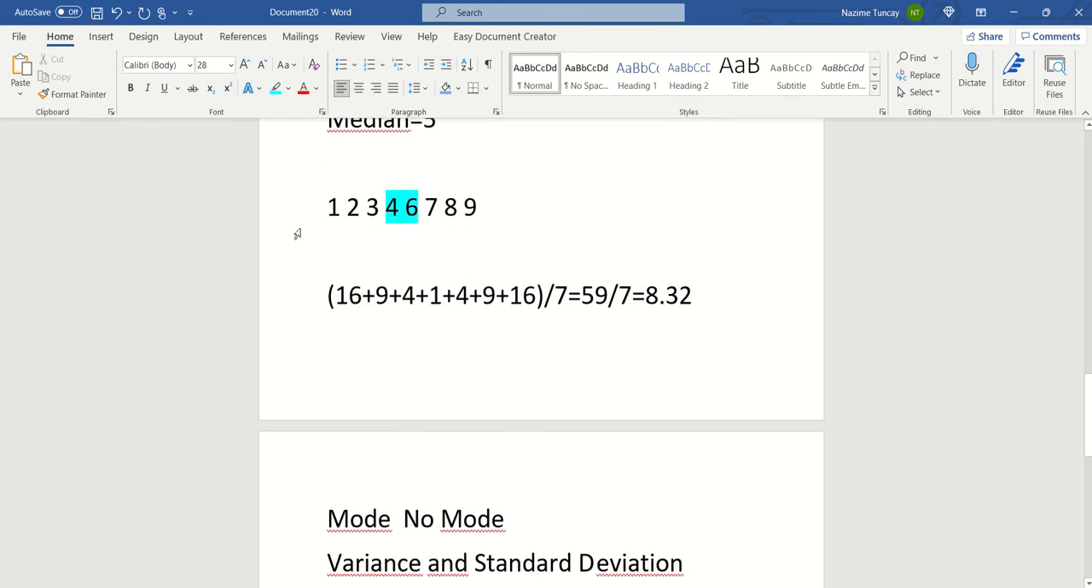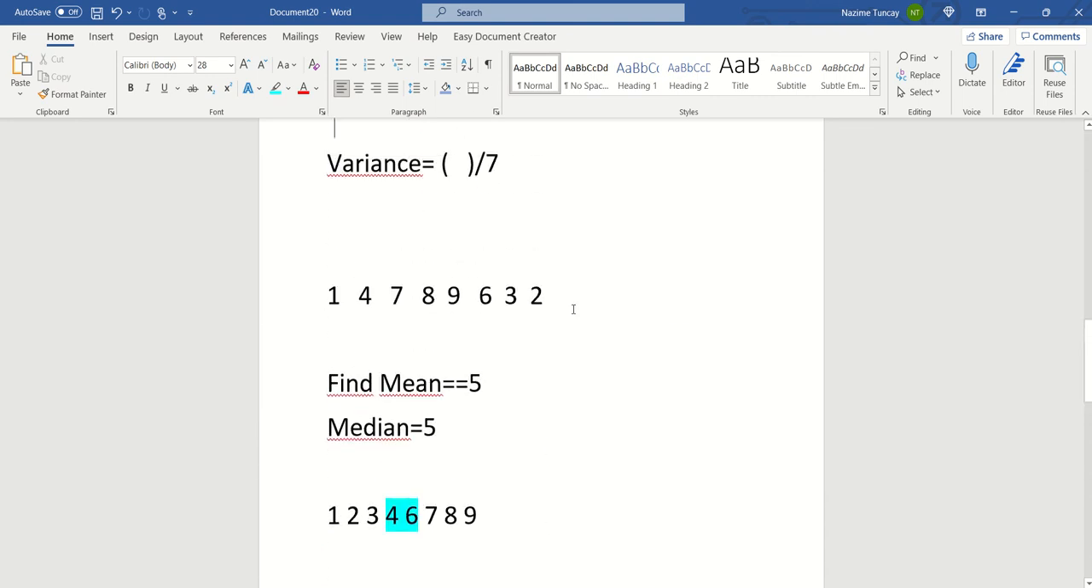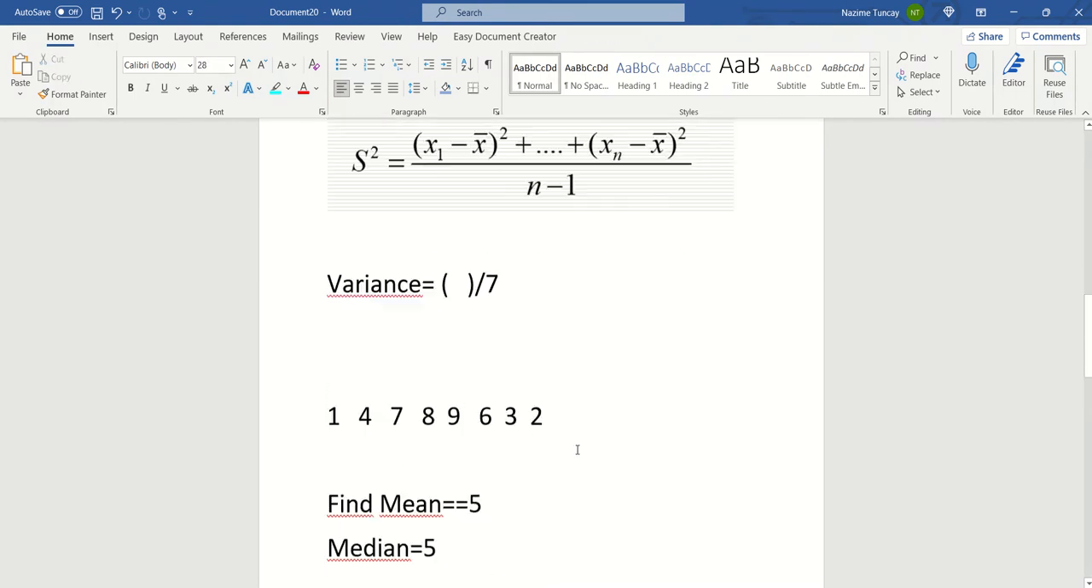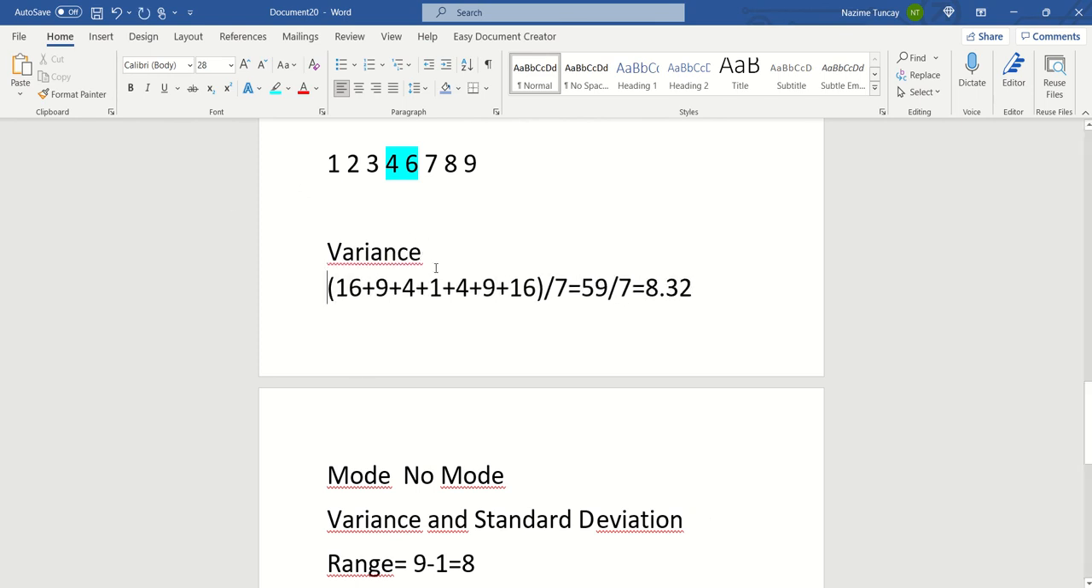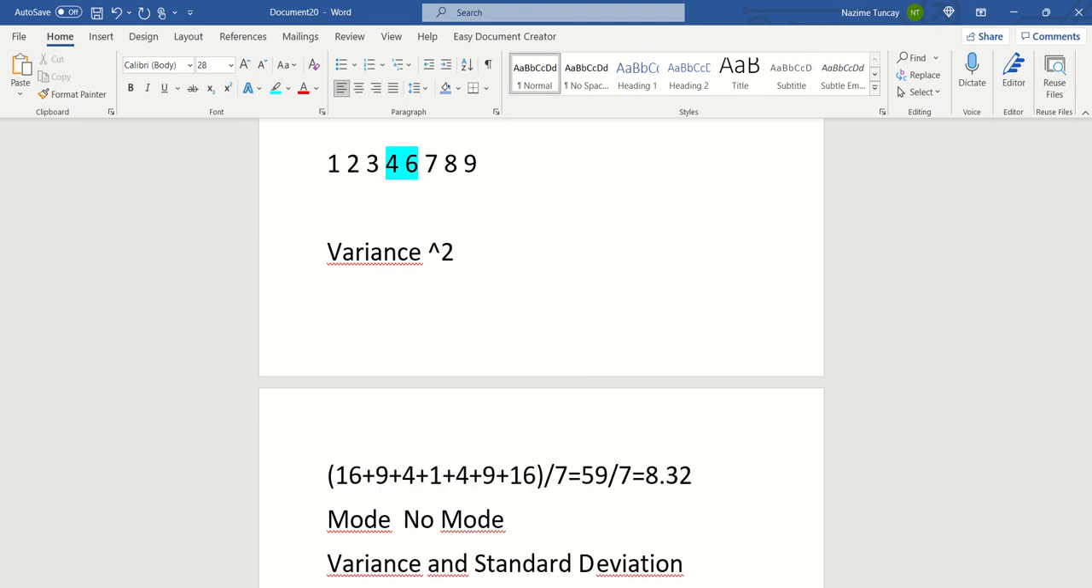Yes, now here I have 1 minus 5 to the power of 2, and take the square. 2 minus 5 to the power 2. 3 minus 5 to the power 2. And I add them, divide by 7. Why 7? That's the formula, N minus 1. Every time it will be 7. Yes, and that's variance squared. That's variance squared, this one.